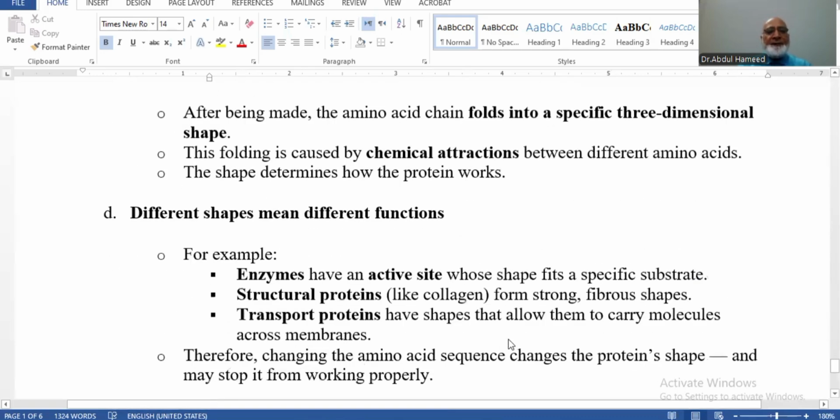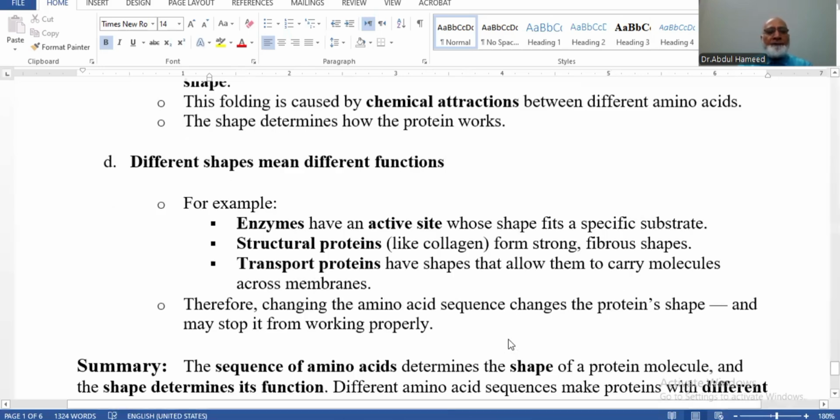For example, enzymes have active sites, the site where they can react with the substrate, the molecule on which they are supposed to do their activity, whose shape fits a specific substrate. Structural proteins like collagen form strong fibrous shapes, like keratin in nails. Transport proteins have shapes that allow them to carry molecules across membranes, for example, the hemoglobin molecule. Therefore, changing the amino acid sequence changes the protein shape and may stop its function properly.